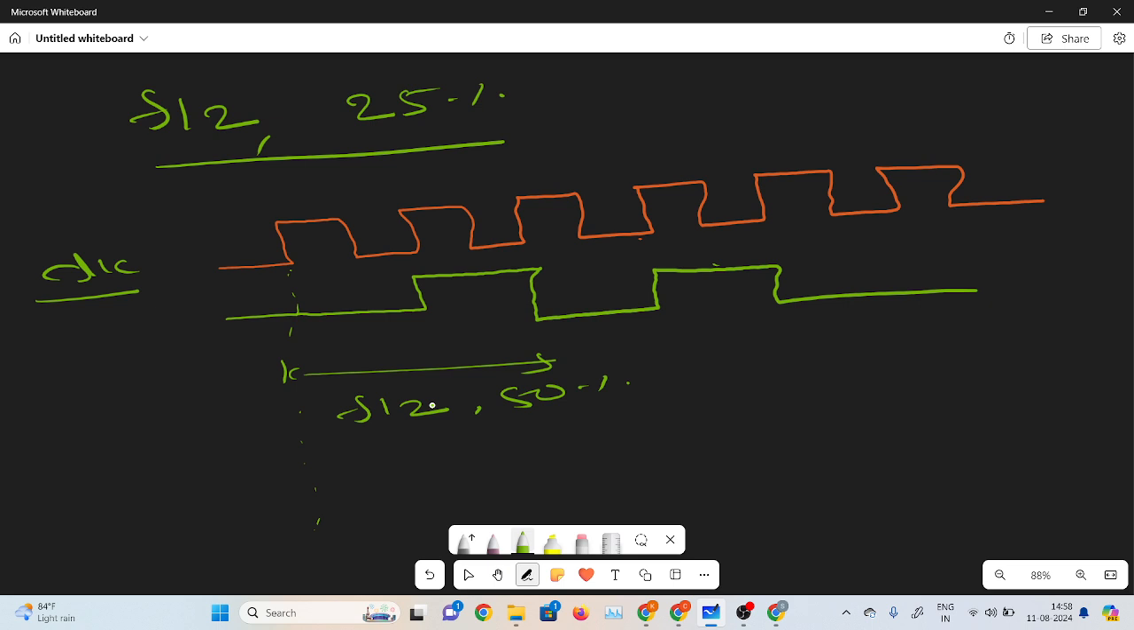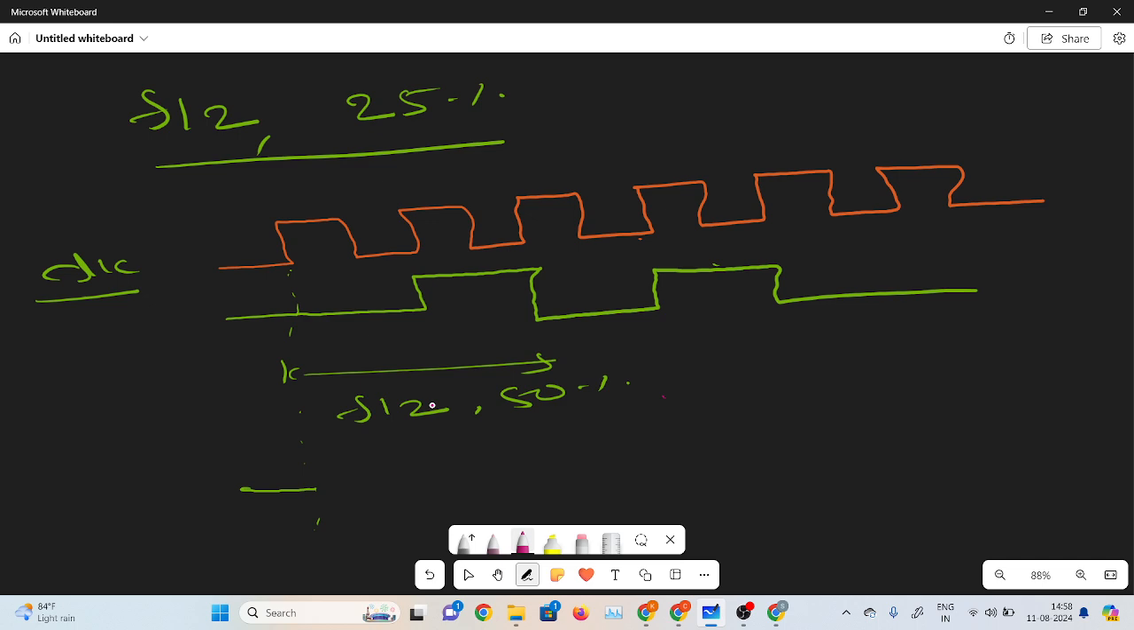So just think. 25% duty cycle means the waveform should look like that. It will be on only in one half. One half means one fourth. So one fourth part.